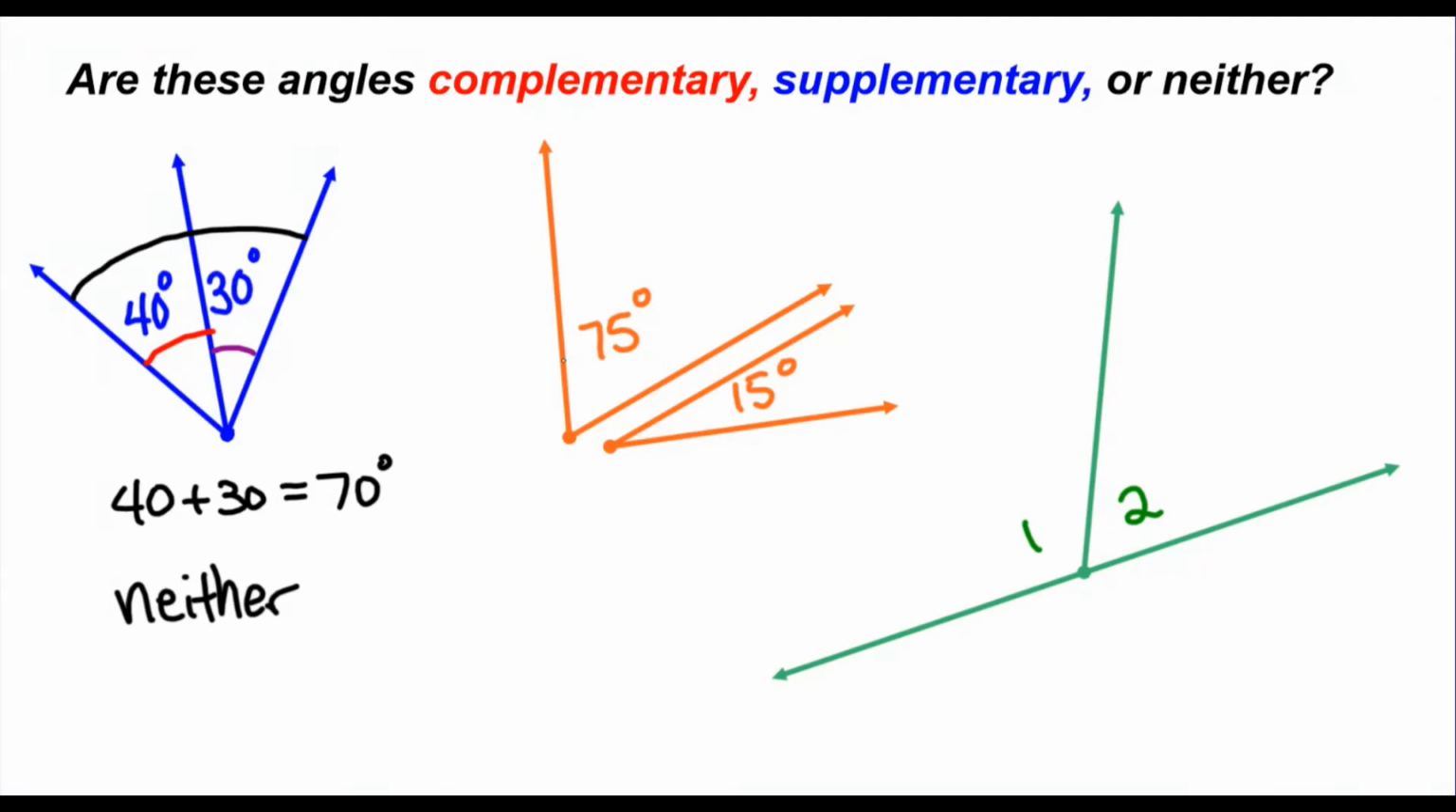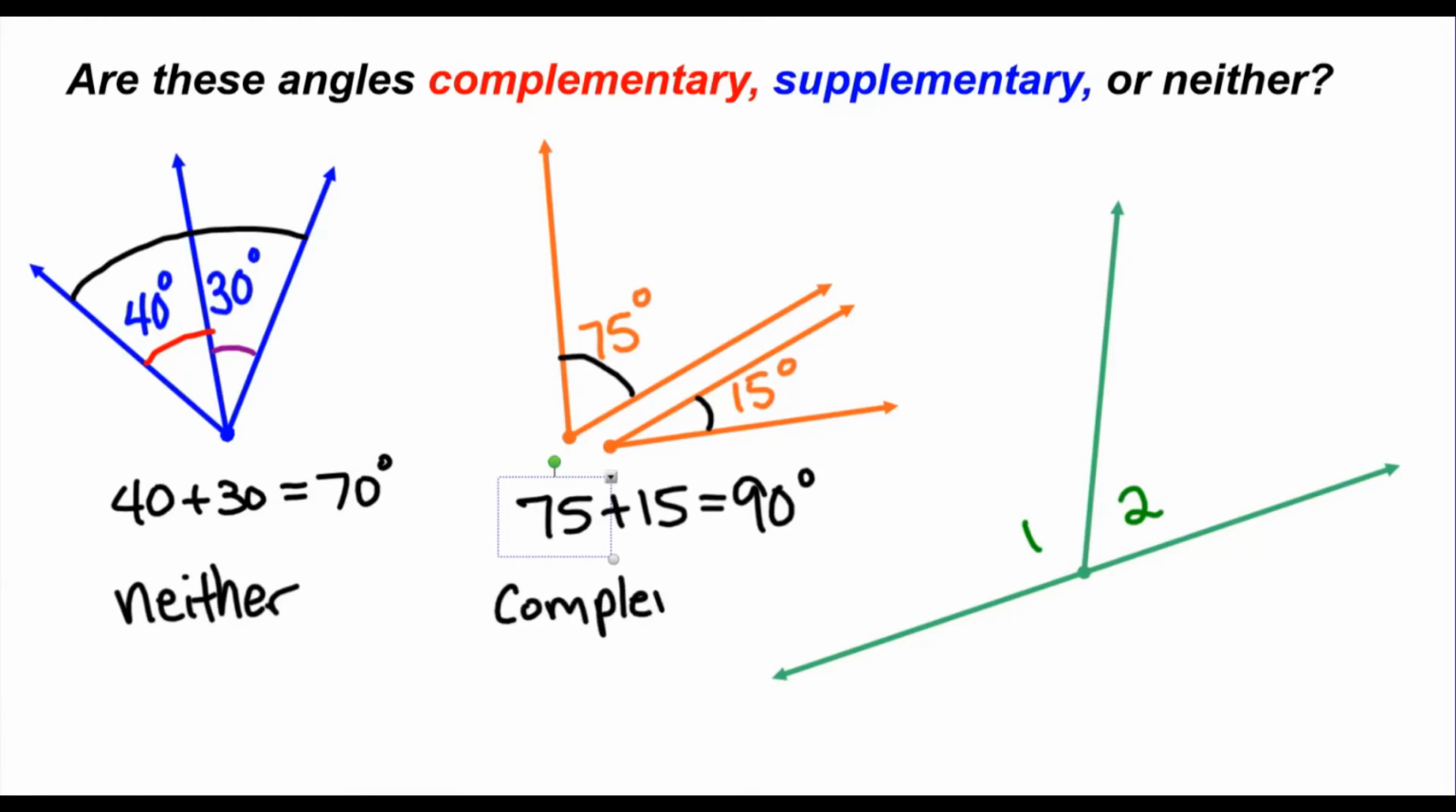Next example, the orange angles. I have a 75-degree angle here, and I have a 15-degree angle here. And if I add these two angles together, I get 90 degrees. So these would be called complementary angles.